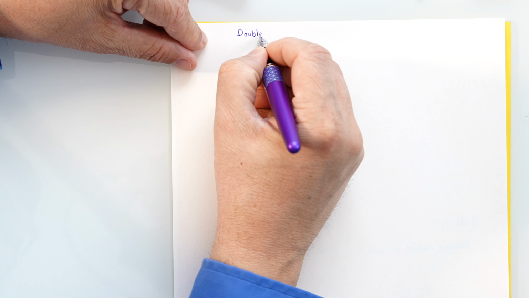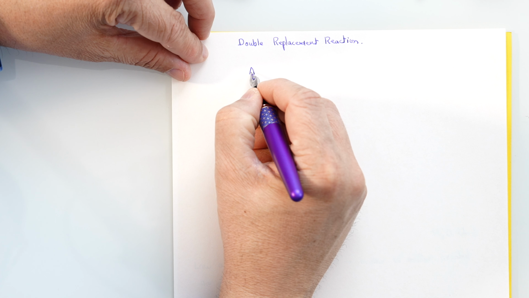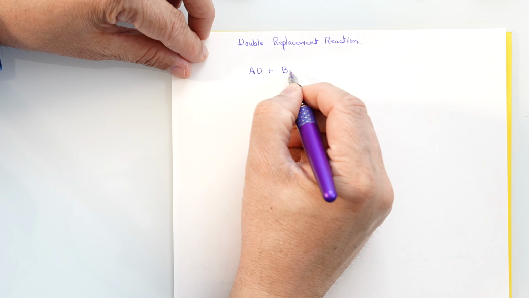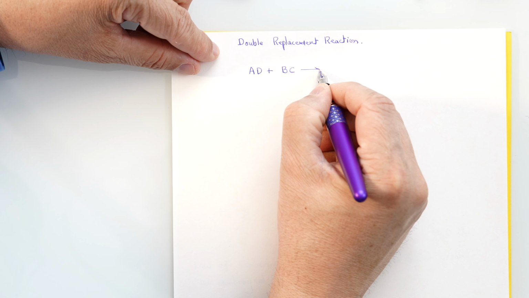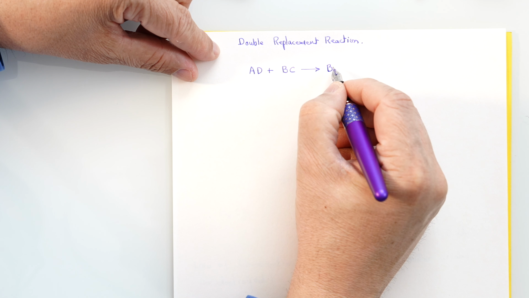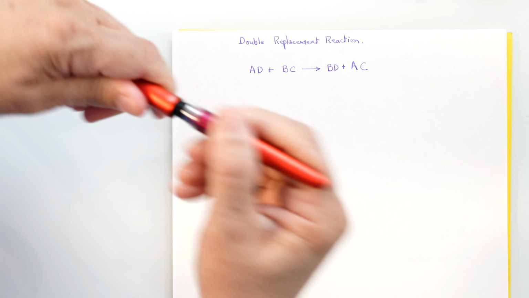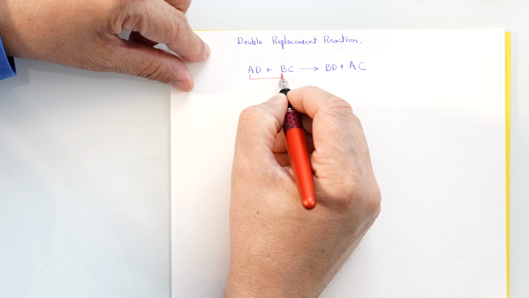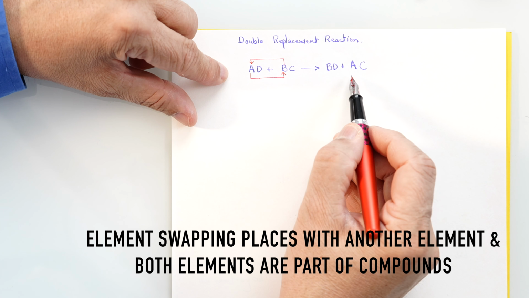Okay, so we're talking about double replacement reactions. What happens in this type of reaction is you have an ionic compound, AD plus BC. And the letters just represent cations and anions. And these two, when they react, you end up with BD plus AC. And the cations and the anions have traded partners. So the A right here ends up swapping with B, and B ends up partnering up with D. So that is what has happened here.